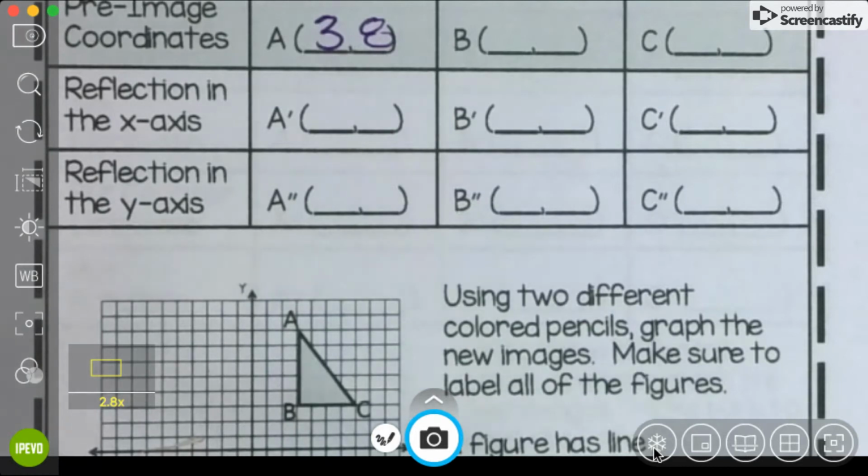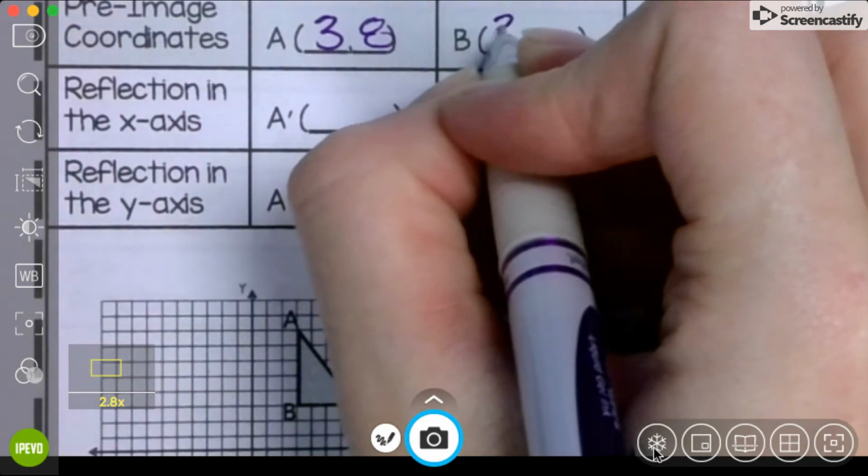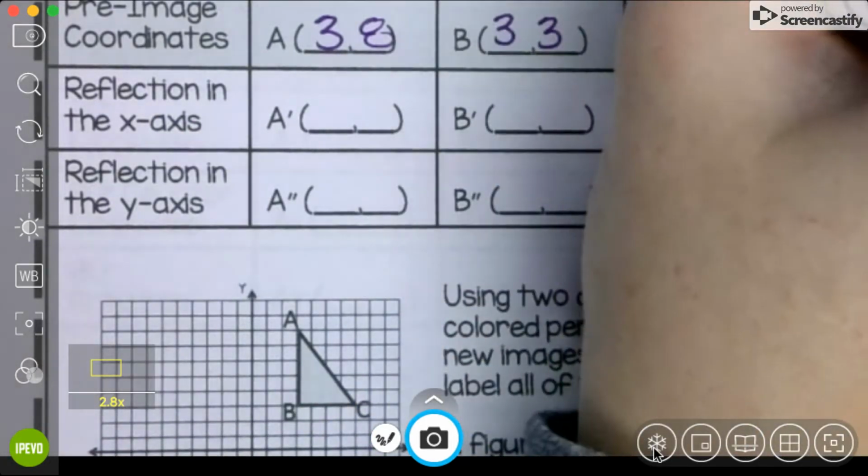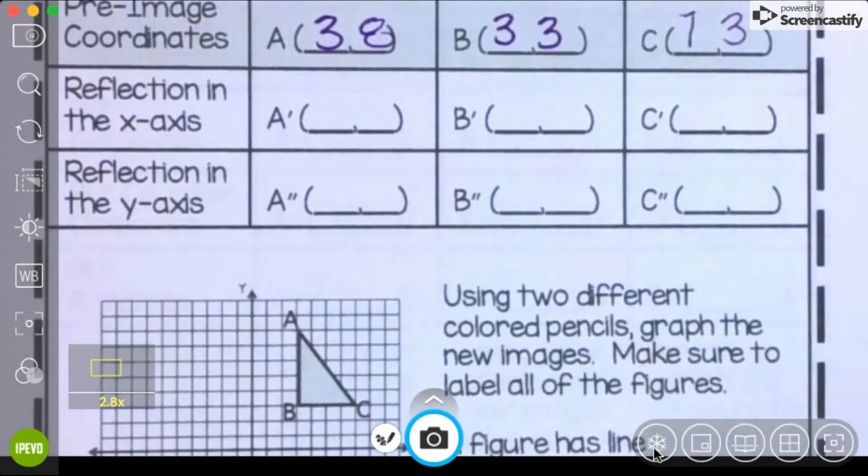Do the same thing with B. 1, 2, 3. 1, 2, 3. So B is at the point 3, 3. And C is here, so that's 1, 2, 3, 4, 5, 6, 7. And 1, 2, 3. So that's at the point 7, 3.